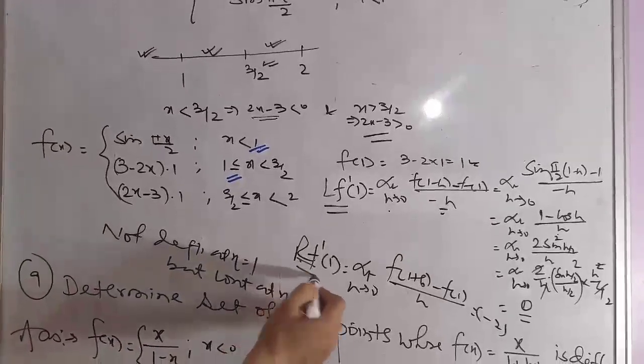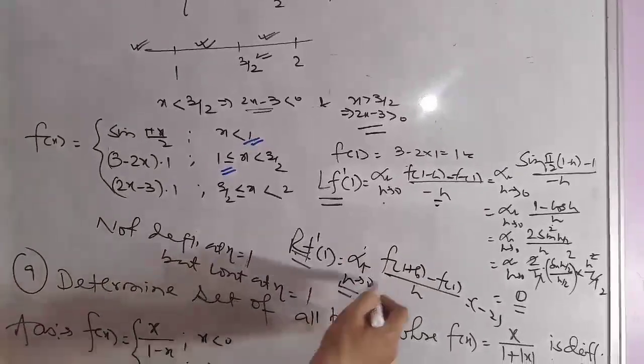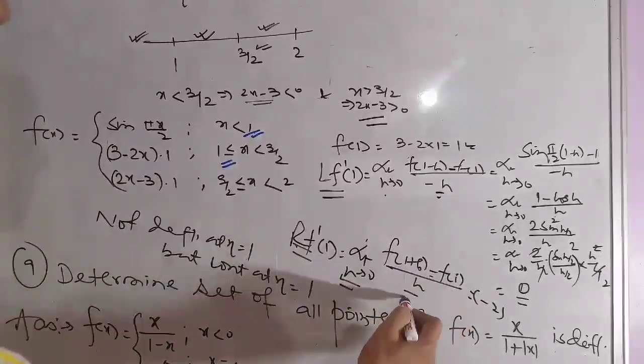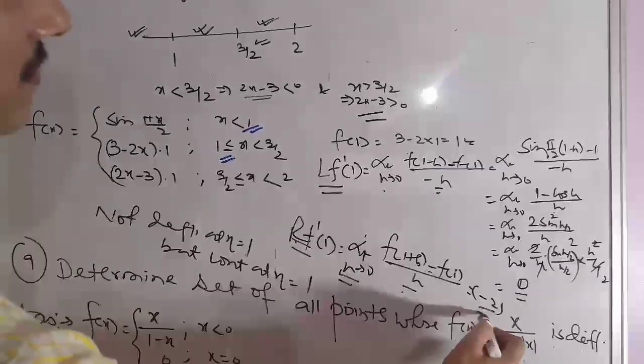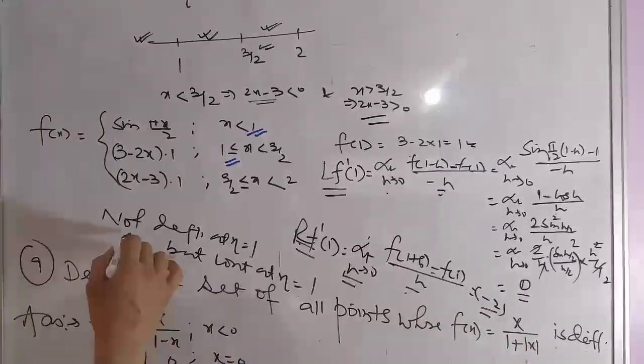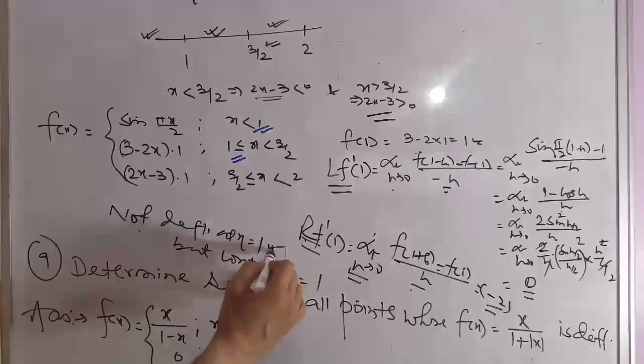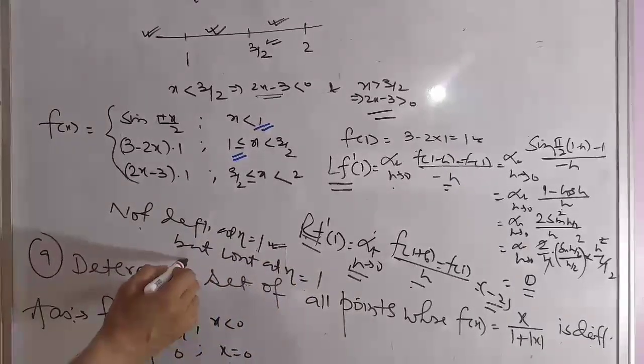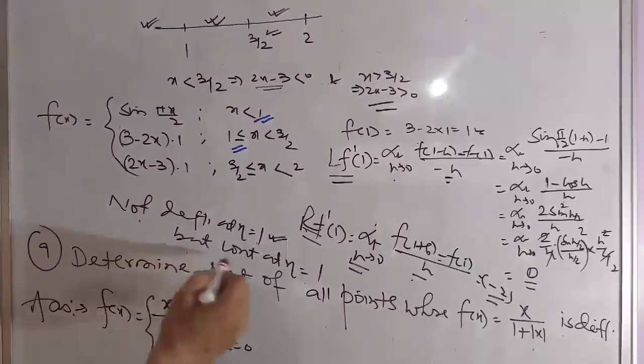For the right hand derivative, limit h tends to 0 of [f(1 + h) − f(1)]/h, as usual, this gives the result −2. So the function is not differentiable at x = 1, but the LHD and RHD are both finite, so it is continuous at x = 1.